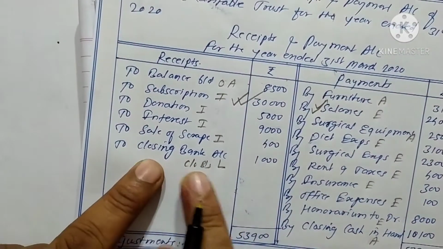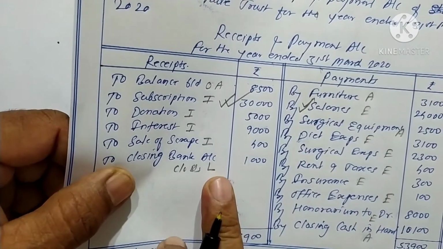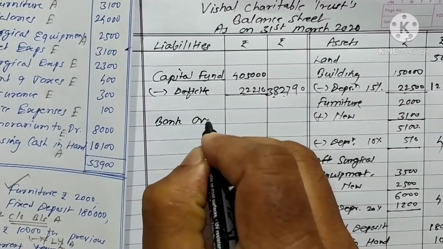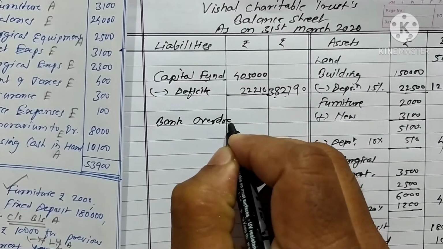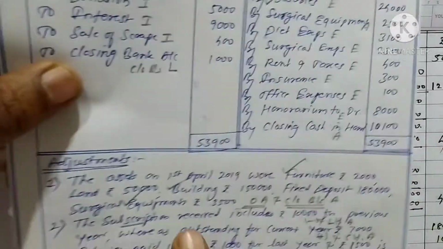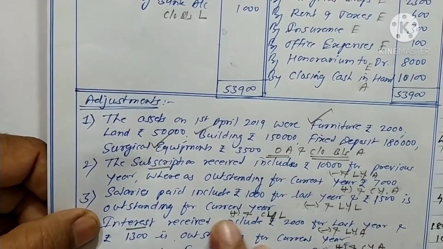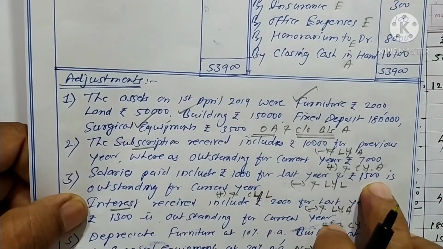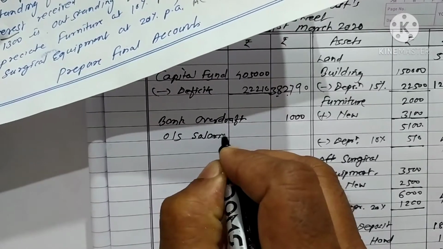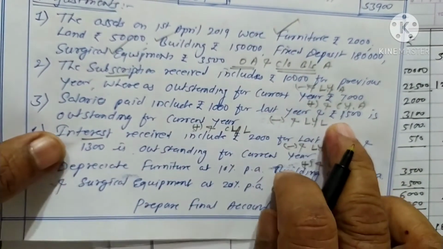We have to write liabilities. Here the bank balance is a credit balance. It is called a bank overdraft. Bank overdraft rupees 1,000. Now we have to write outstanding salaries for the current year rupees 1,500.